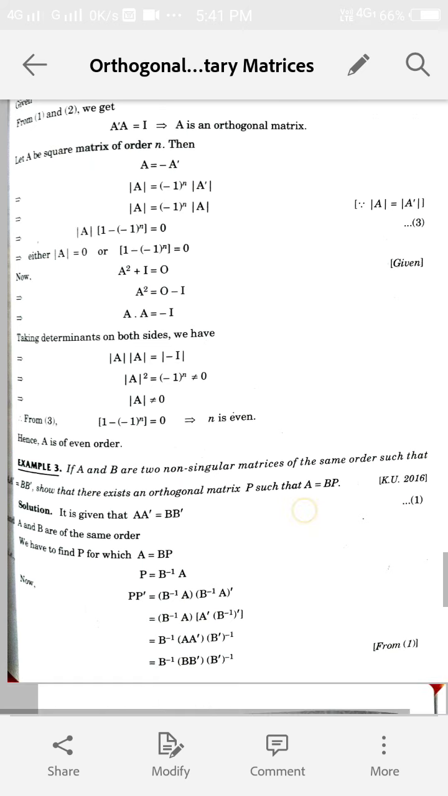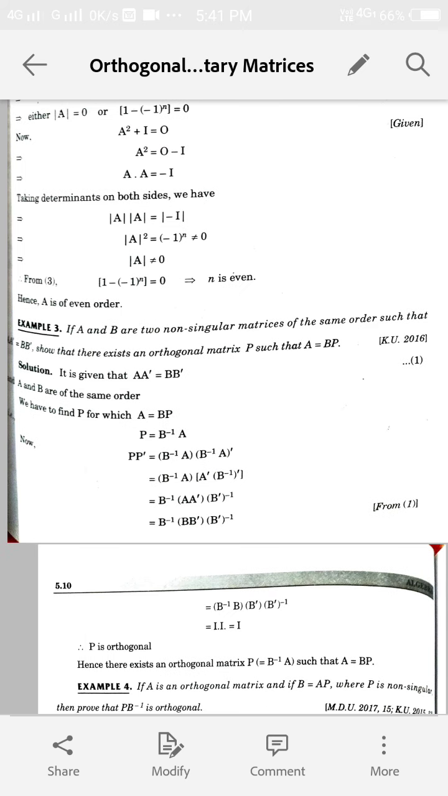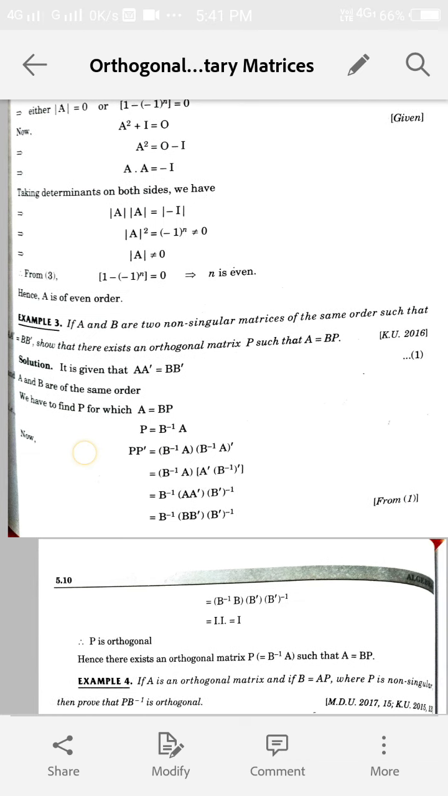Now take the third example. Here A and B are two non-singular matrices of the same order such that A into A transpose is equal to B into B transpose. Now we are to show that there exists an orthogonal matrix P such that A is equal to B into P. Here we are given that A into A transpose is equal to B into B transpose. Here A and B are of the same order. Now we are to find the P matrix for which A is equal to B into P. From here we can write P as B inverse into A.